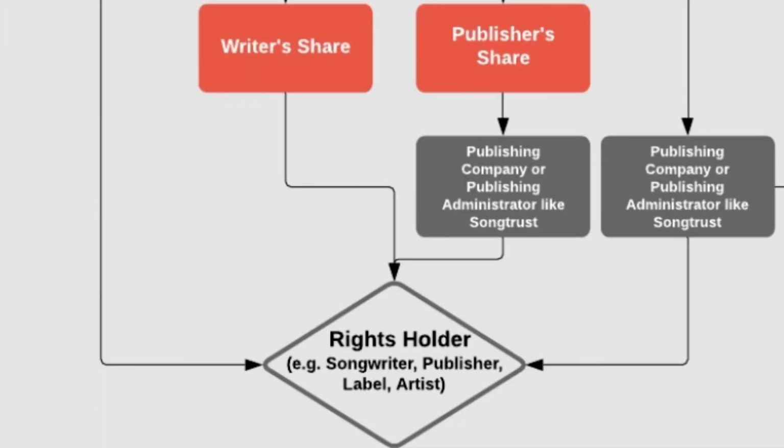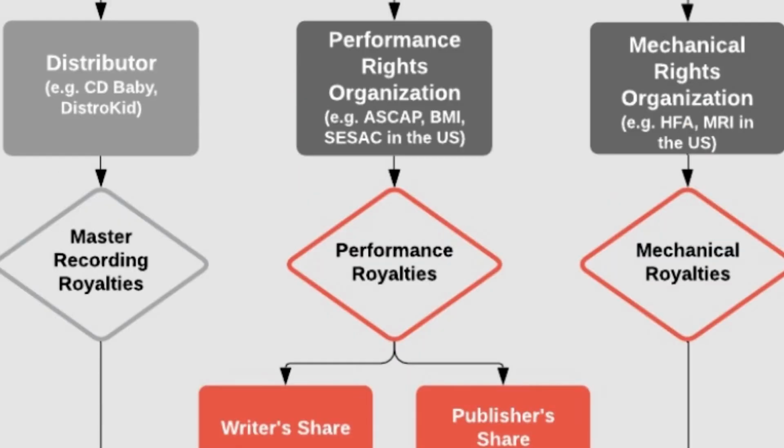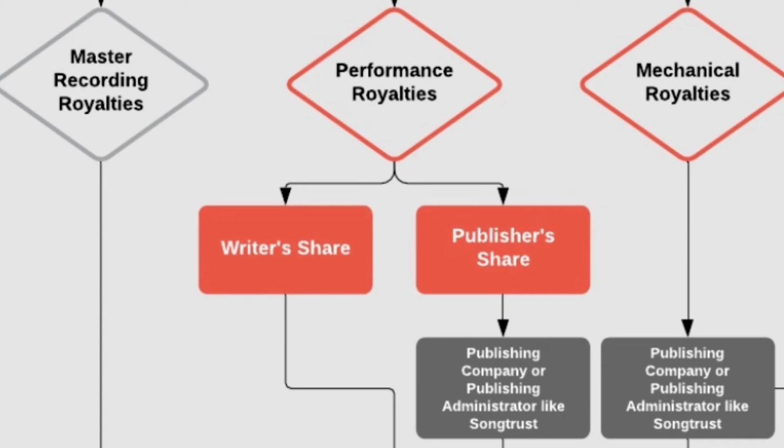So the writer's share is directly given to the right holders, which are composers or lyricists in this case, and the publisher share is given to the publishing company. Publishing company means the label, in your case, which is you. And the mechanical rights royalties is given to a publishing company or a publishing administrator, right? So what is a publishing administrator? To collect your publishing royalties and mechanical royalties, you need a publisher or a publishing administrator.